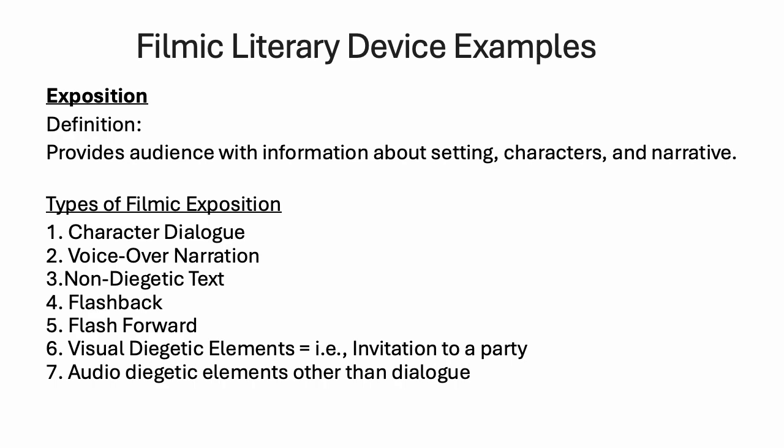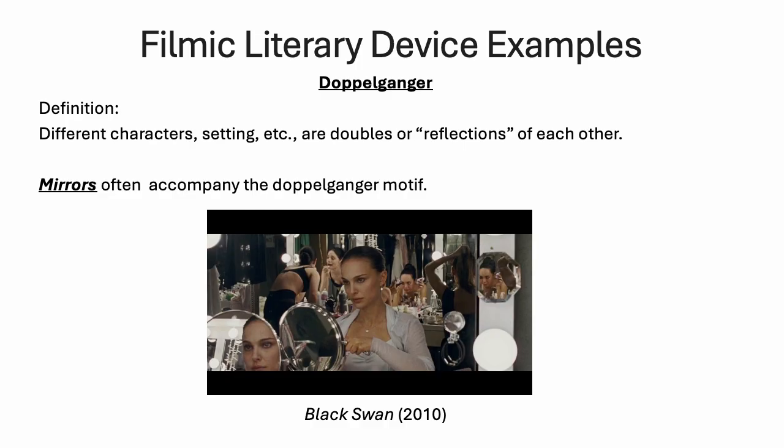Another common literary device used in film is the doppelganger. This is a German term that is literally defined as walking double. This is when characters or settings or something else, some other visual or even an audio element of the film is a reflection of something else. There's often symbolic meaning in that comparison. You will see mirrors commonly associated with the doppelganger motif.